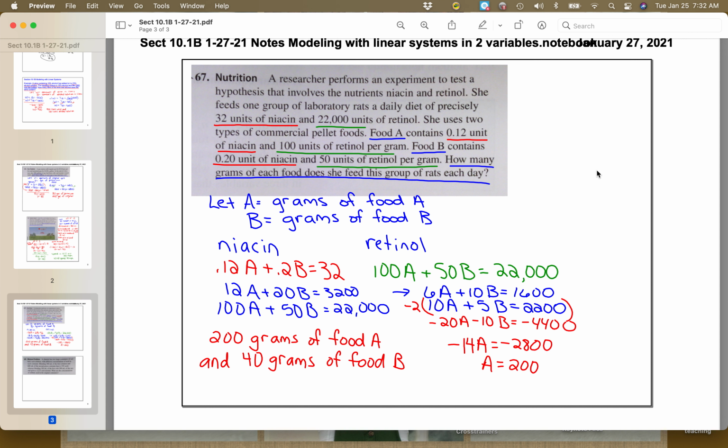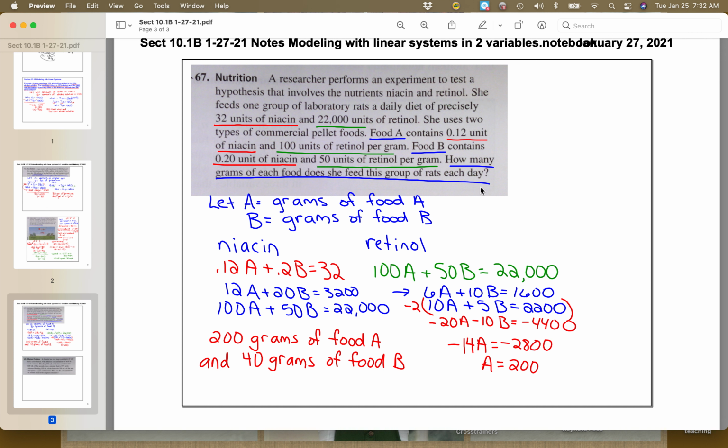And you get done reading that, and you probably just kind of go, huh? I have no idea where to start. So always start with the question and define your variables. So I have that underlined down here in blue. How many grams of each food does she feed this group of rats each day?